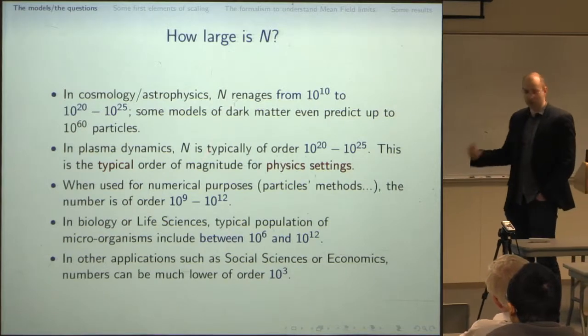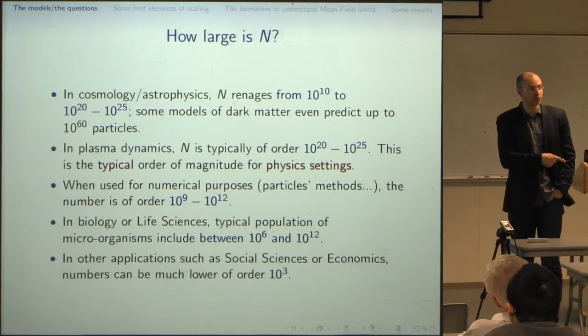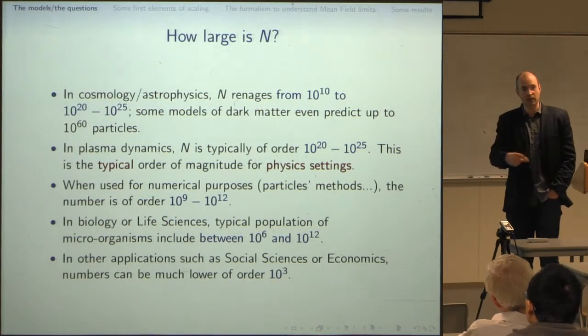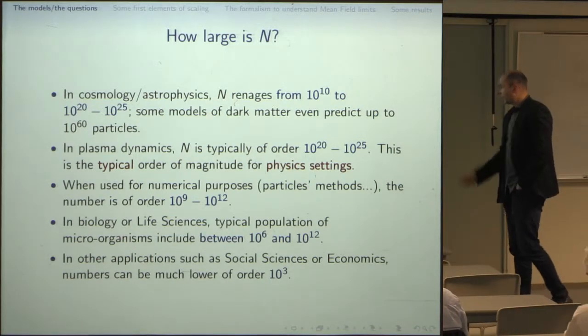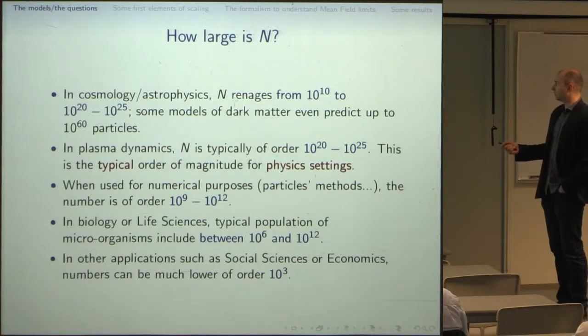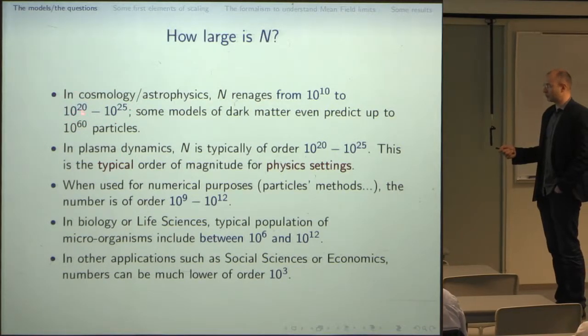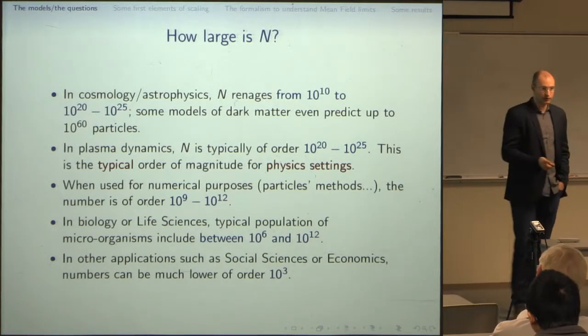So the model I showed you with Newton interaction is actually used to calculate galaxy formations, for instance, by astronomers. And when people are doing this, how many particles do they consider? Well, there's a wide range. The lower end is typically around 10 to the 10. But at the scale of the universe, it can easily reach 10 to the 20 or 10 to the 25.